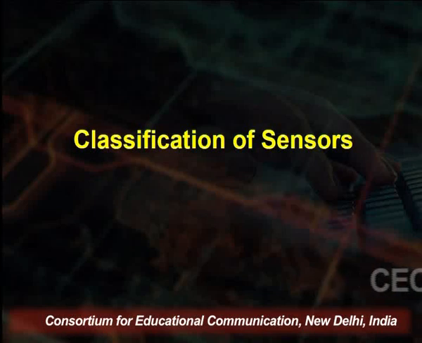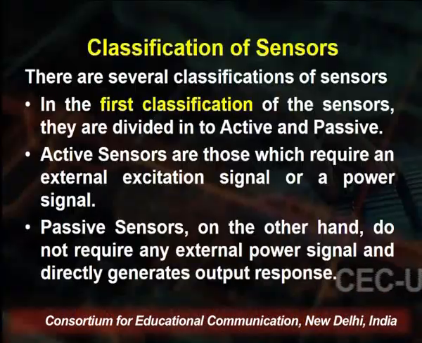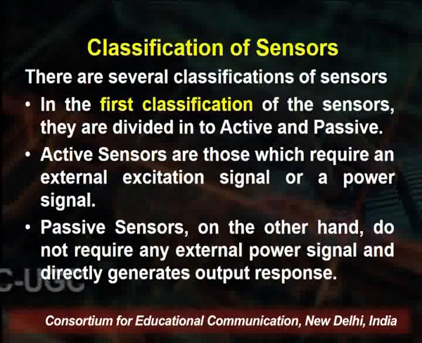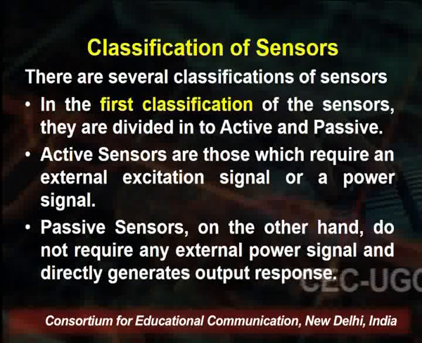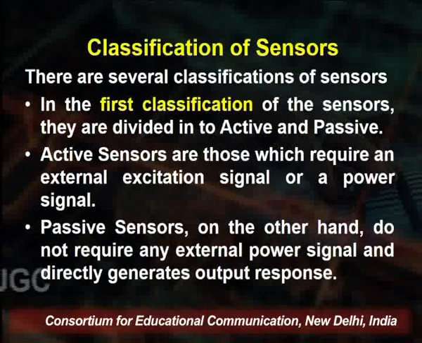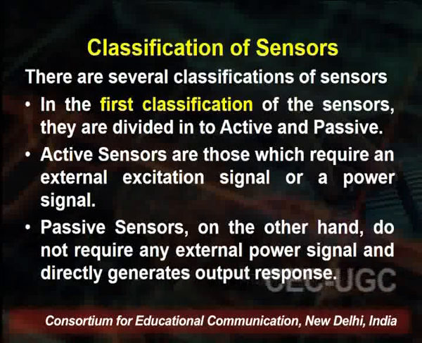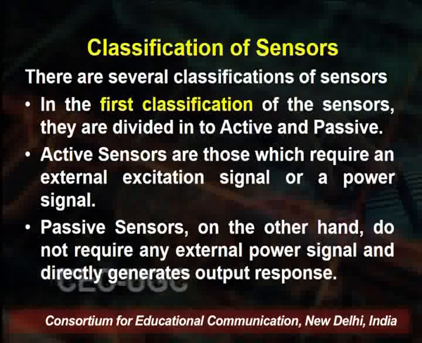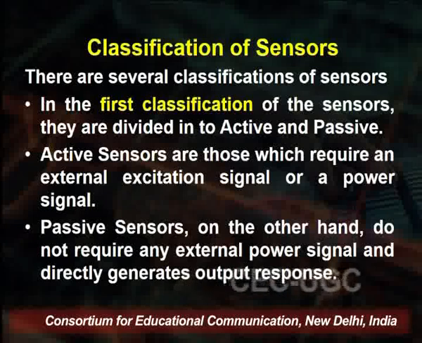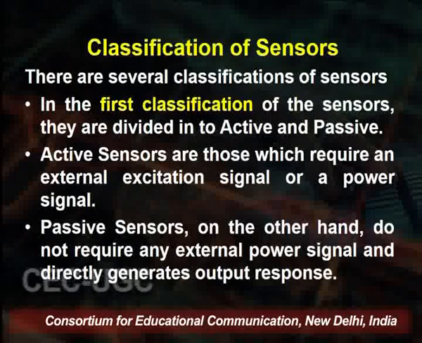What is the classification of sensors? Basically, sensors are classified in several ways. In the first classification, sensors are divided into two parts: one is active sensors, the second is passive sensors. What are active sensors? Active sensors require an external excitation signal or a power signal. And what are passive sensors? They do not require any external power signal and directly generate the output response. So, one type of classification is active and passive sensors.